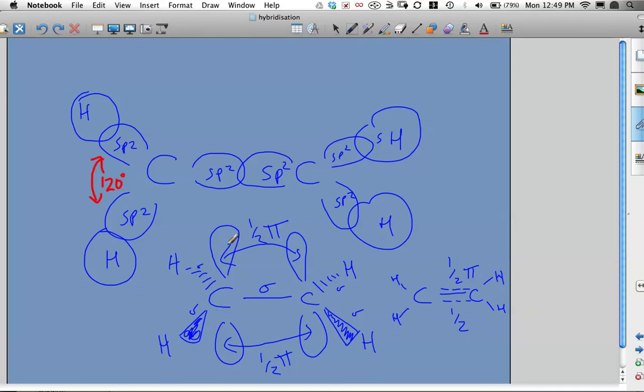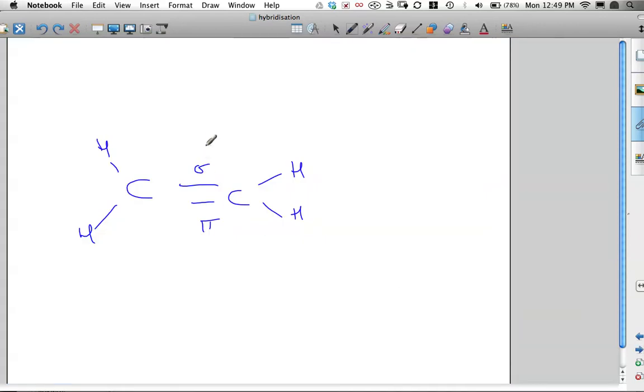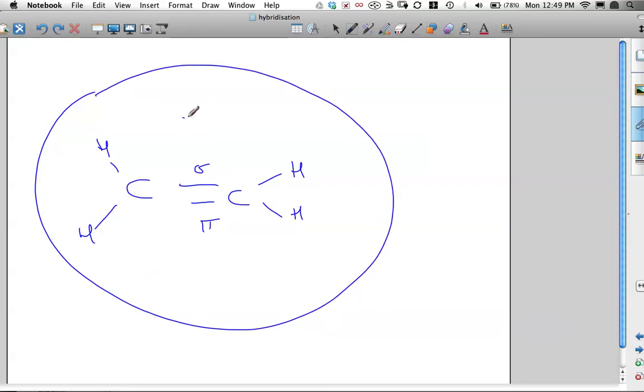So just to review that, the pi bond is formed when p orbitals overlap above and below the existing sigma bond. Okay? And the bond which is formed forms half a pi above and half a pi below. So you never actually get a full pi bond. You always get half a pi above and half a pi below, but we write it like this. And this is shown in ethene. Okay?